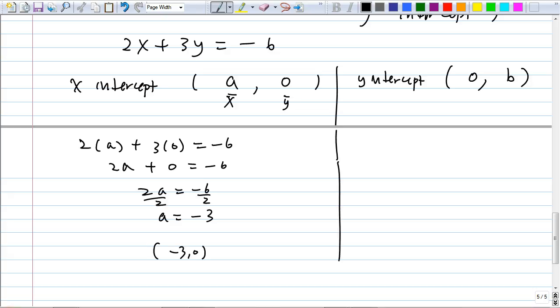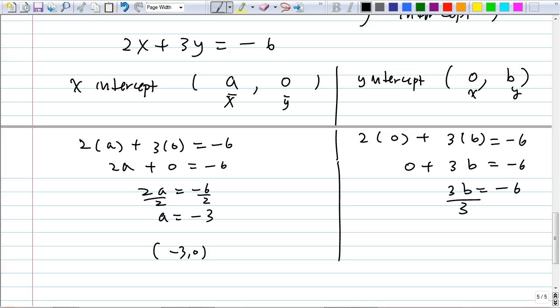And look at our y-intercept. We get 2 times 0 this time, plus, because your x is 0, your y is b, plus 3 times b equals negative 6. So we get 2 times 0 is 0. You get 3b equals negative 6. Divide both sides by 3. b equals negative 2. And notice, what is the ordered pair then? Since the y-intercept has to have the x-coordinate as 0, that's the only way for the point to be on the y-axis. You get 0, comma, negative 2.